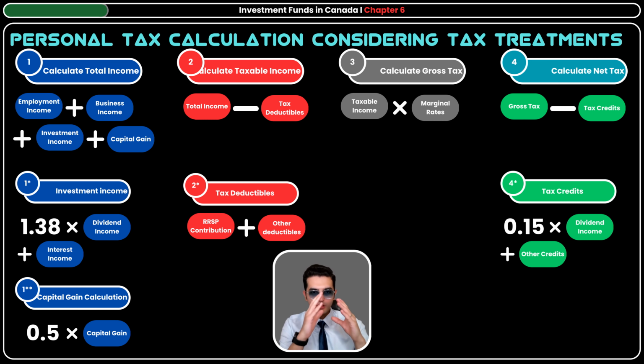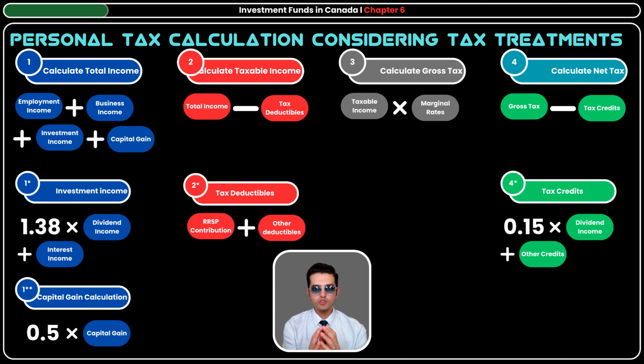Let's say you have earned $1,000 just on dividends. The government says gross it up by 38%. When you gross up that $1,000, it'll be $1,380. Why did the government gross it up? Because it wanted to give you more credit. Now, 15% of that $1,380 is your tax credit. Go and deduct it from the gross tax you have.